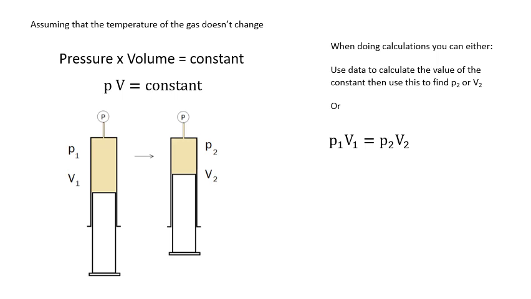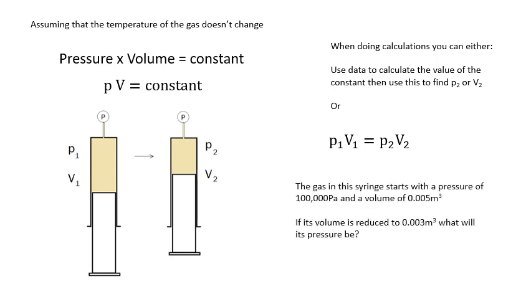Another way of doing it would be to say, well, P1 V1 equals P2 V2, and then rearrange that equation to find P2. P2 would be P1 V1 over V2. V2 would be P1 V1 over P2. Sounds a bit tricky, but it's not actually.